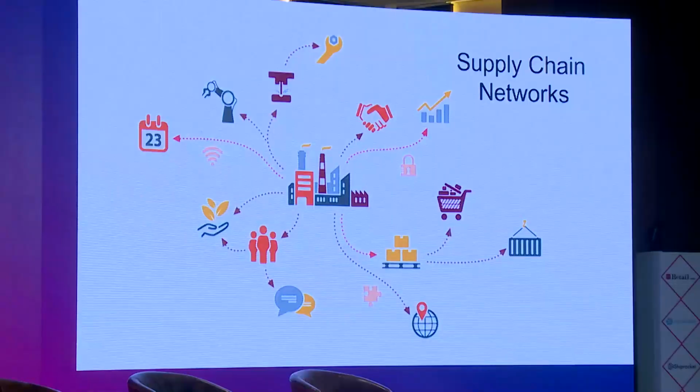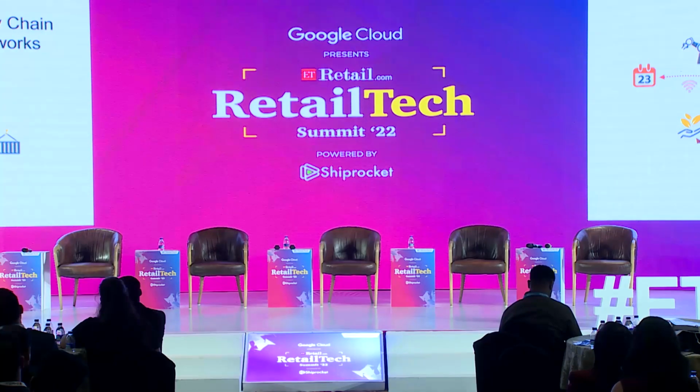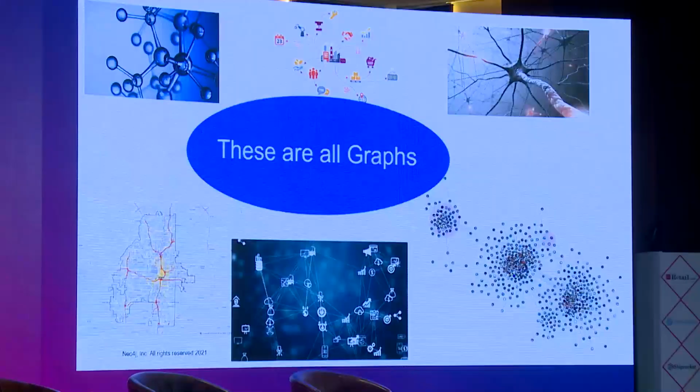Supply chain networks, which is particularly important here in the retail room, right? If you think of a supply chain as one thing connected to another, we use the word chain to describe them. It's this long chain of things that are connected. So these are all graphs. Anything that's connected in a way like this is a graph.